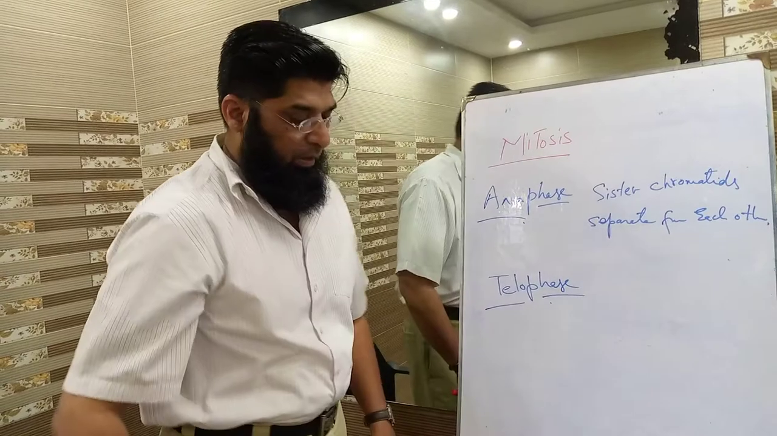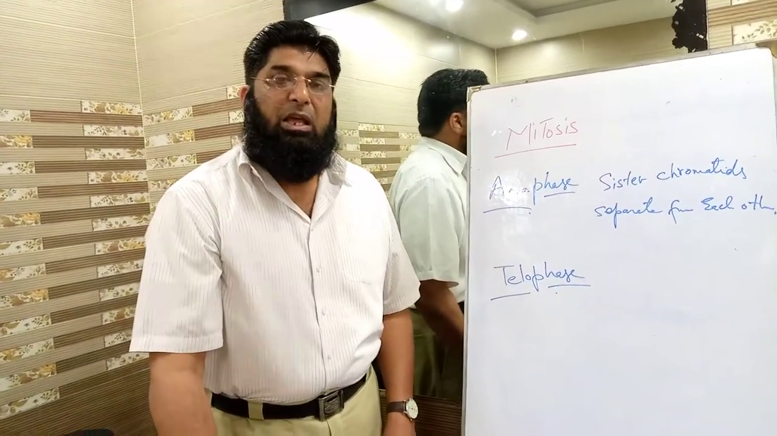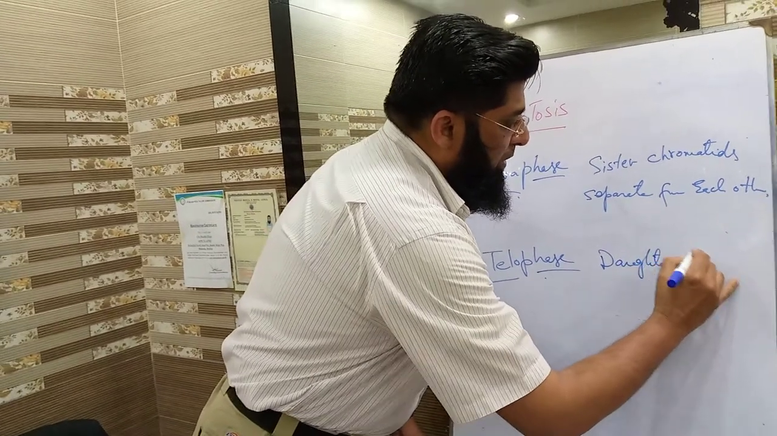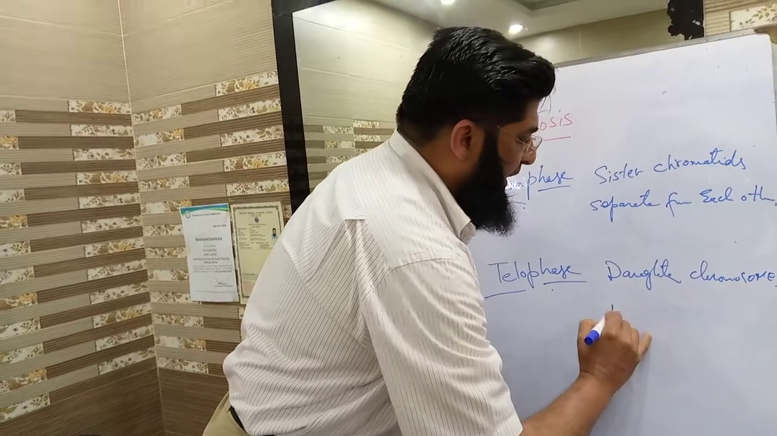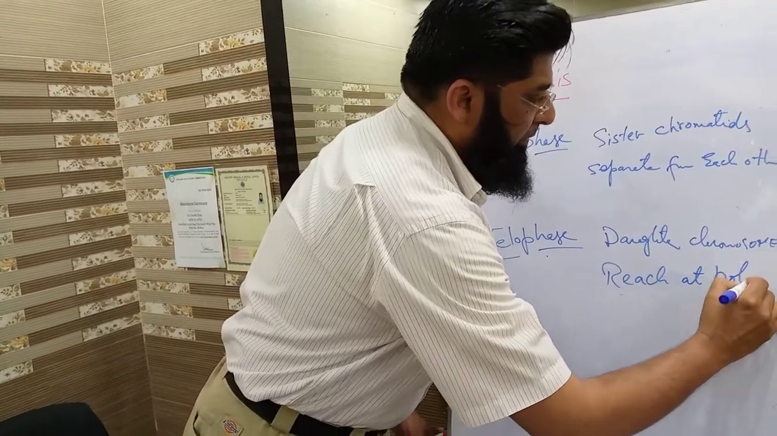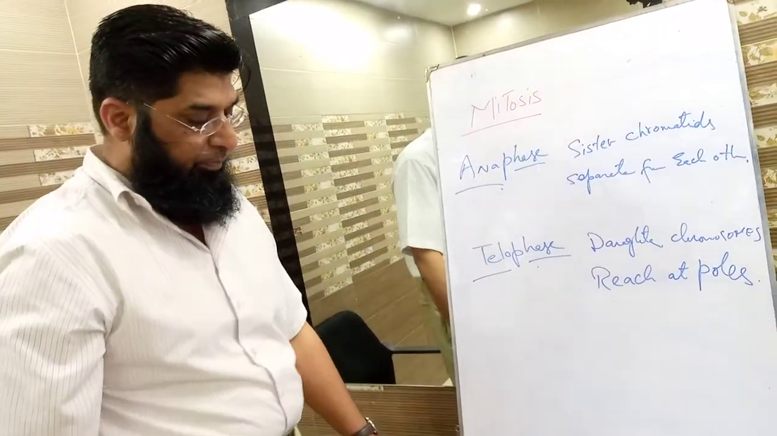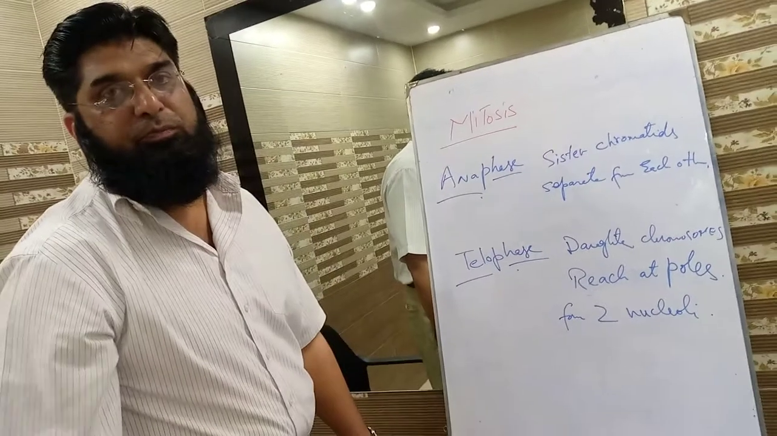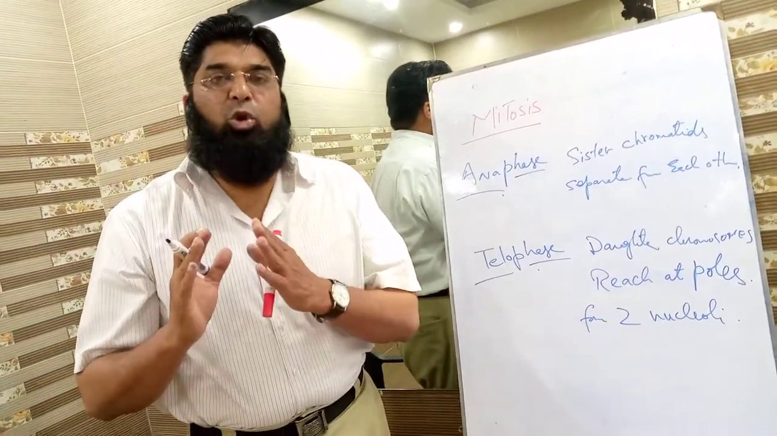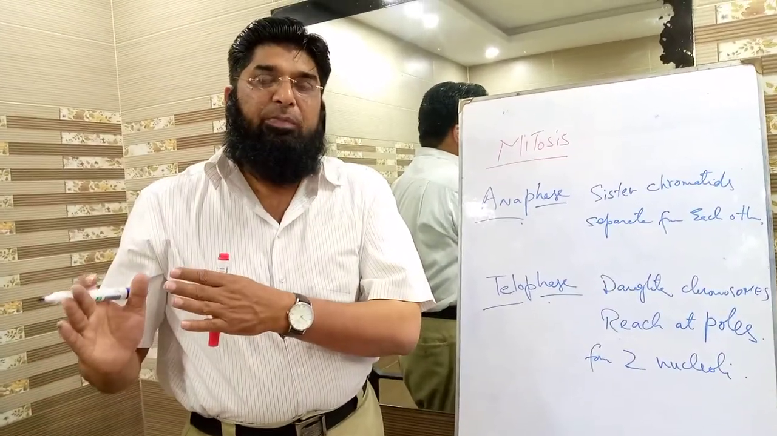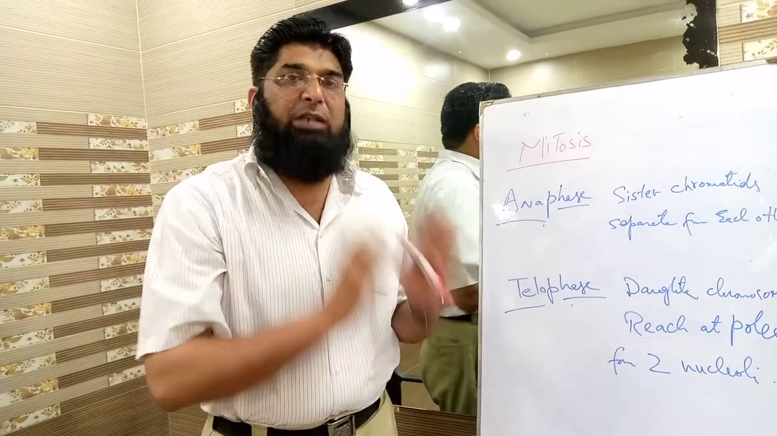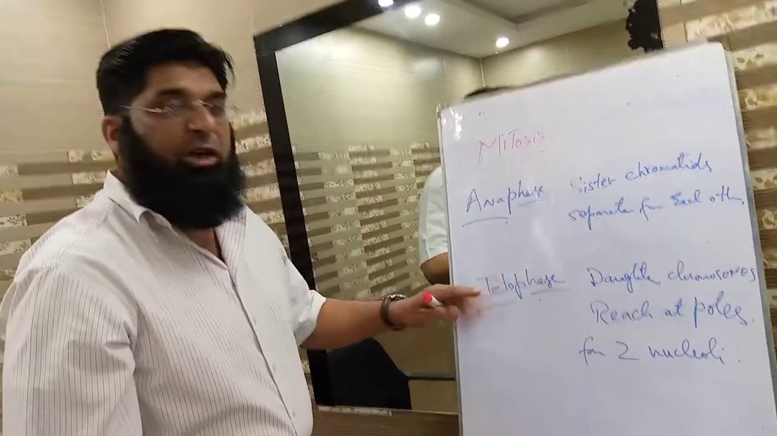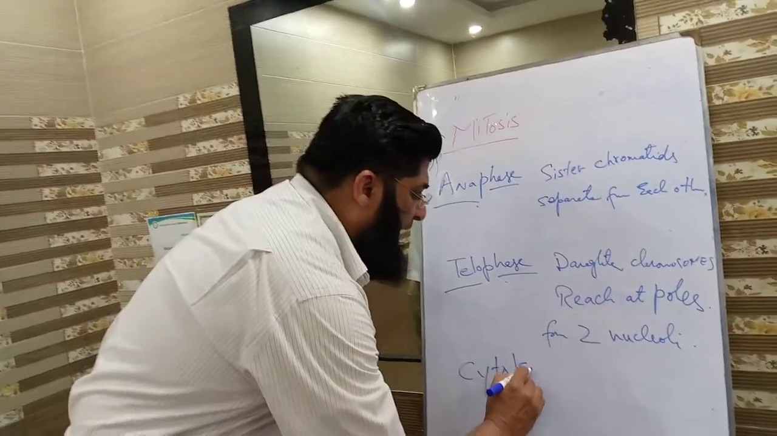Now, telophase. Students, in this phase the chromosomes reach their poles. The daughter chromosomes reach the poles. Two nuclei form at the poles. Some of the chromosomes are deposited at one end of the cell, and some are deposited at the other end. This happens in telophase. Now students, after telophase, the process of cytokinesis starts.